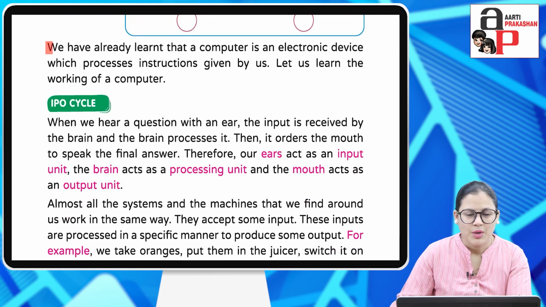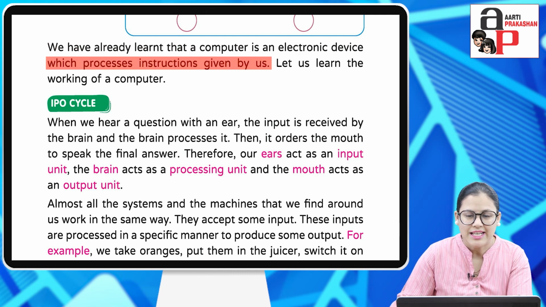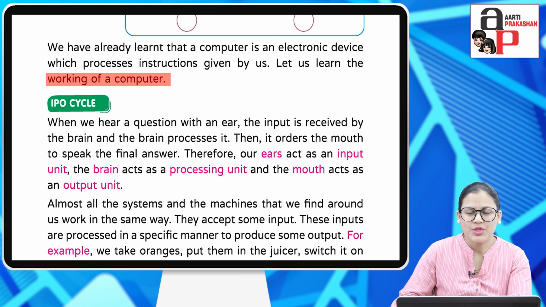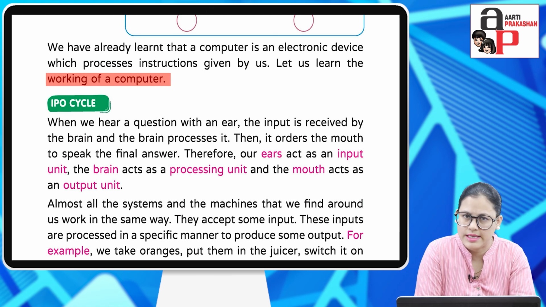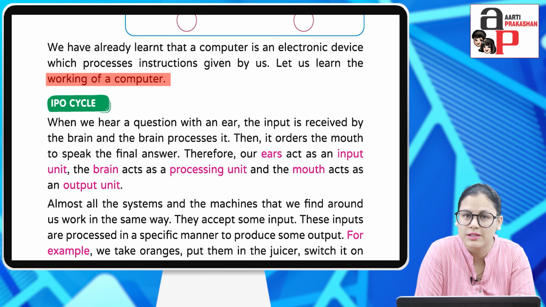Okay, we have already learned that a computer is an electronic device which processes instructions given by us. Let us learn the working of a computer. Okay, so children, we already know that a computer runs with electricity. It runs on electricity, right? Because it is an electronic device.